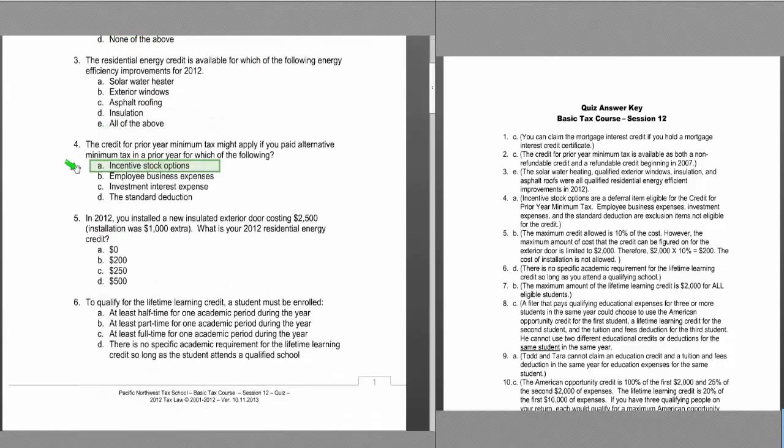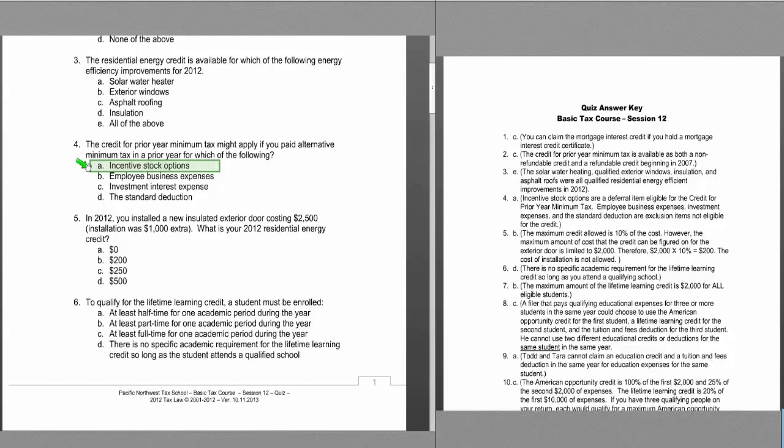Moving on, question number four. The credit for prior year minimum tax might apply if you paid alternative minimum tax in a prior year for which of the following? A, incentive stock options, B, employee business expenses, C, investment interest expense, or D, the standard deduction. Well, the credit for prior year minimum tax applies in certain situations where you are working with a deferral item. And a deferral item is an item that is deductible, but maybe not currently under the rules for the AMT. Sometimes the rules for AMT completely disqualify a particular deduction from being claimed at all. And an example of a disqualified deduction for purposes of alternative minimum tax is an employee business expense. Simply not allowed. Also, the standard deduction is simply not allowed.